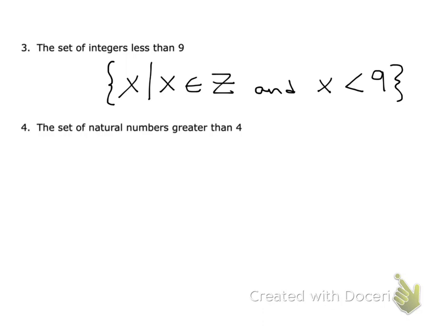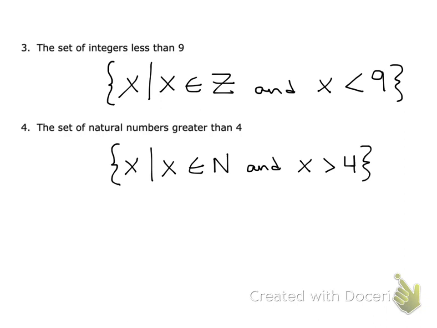The set of natural numbers greater than 4, so we have our braces. All elements x such that x is an element of the natural numbers and x is greater than 4. Would that be infinite or finite? Infinite. Good.